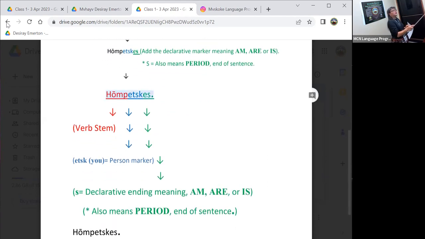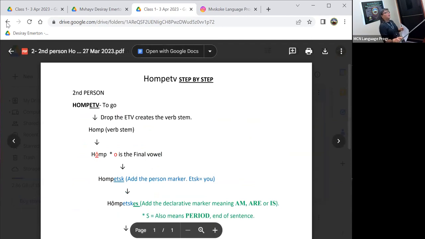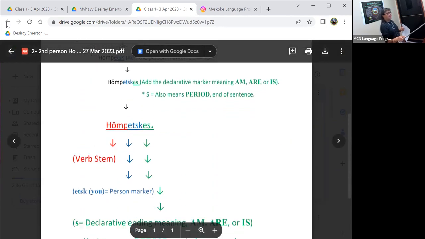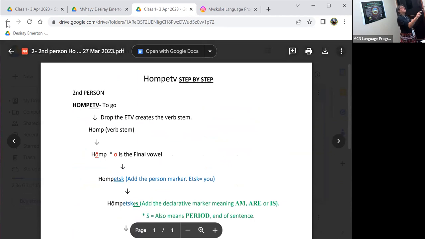Right here, you've got your verb stem. Right here, you've got your person marker in blue. And right here, you've got your declarative ending. And the ES period means am, are, is, and period. Hombitskis. So we went from hombida, we did our steps, and we got a whole sentence, hombitskis. All right.